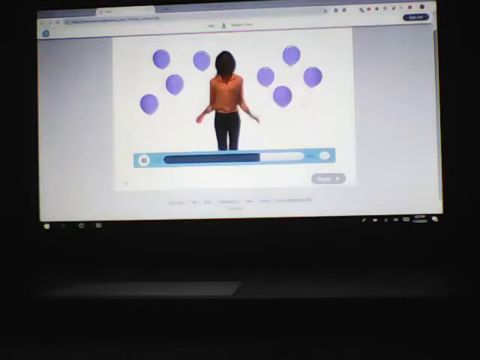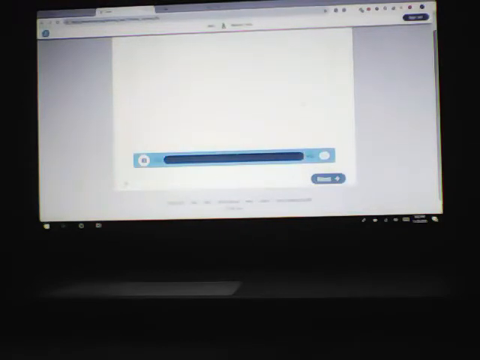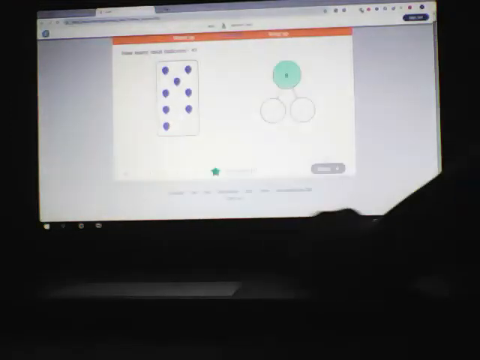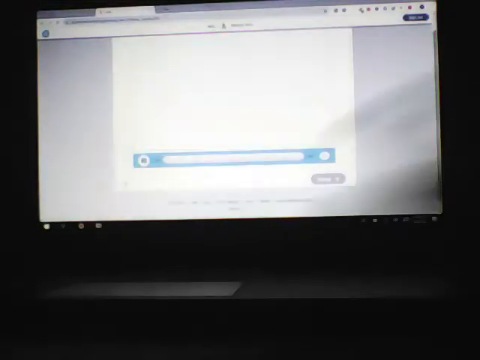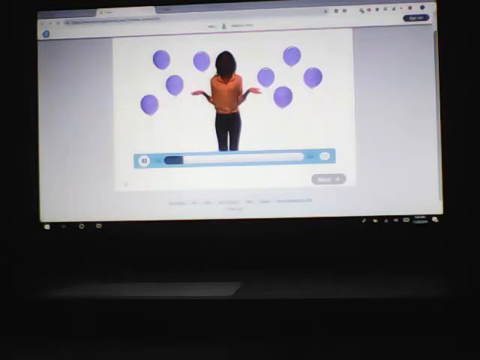I got 1 more balloon. How many balloons do I have now? Show the total in the number bond. I have 8 balloons. This time, you decide how we should break apart these balloons. What 2 parts do you see? Show those 2 parts in the number bond.